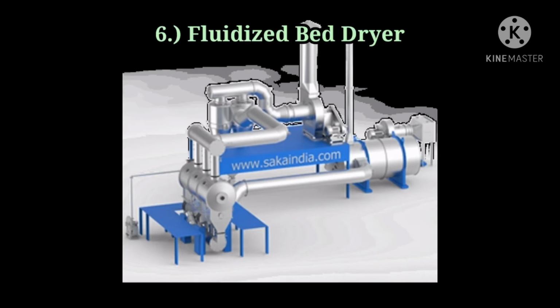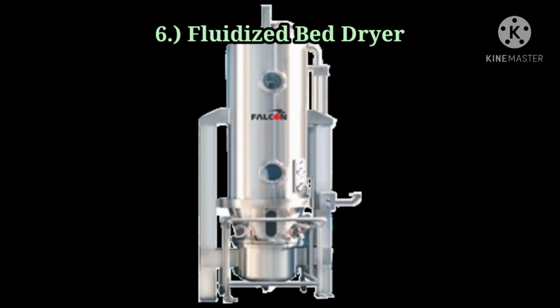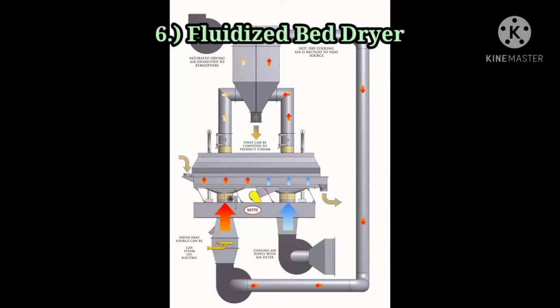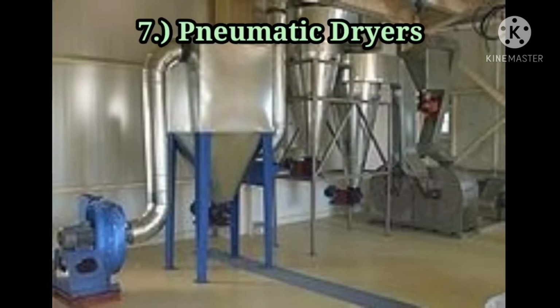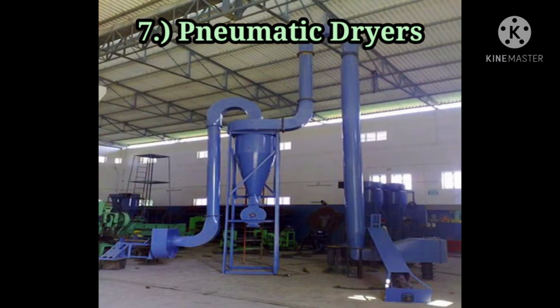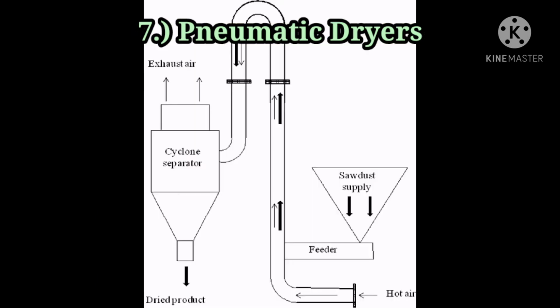So the sixth method is fluidized bed dryer, also called fluid bed dryer. It is a kind of equipment used extensively in the pharmaceutical industries to reduce the moisture content of pharmaceutical powder and granules. So the last method is pneumatic dryers, in which the moist solid is carried and transported by the drying air while being dried. A very cost-efficient dryer where short-time drying is so efficient.